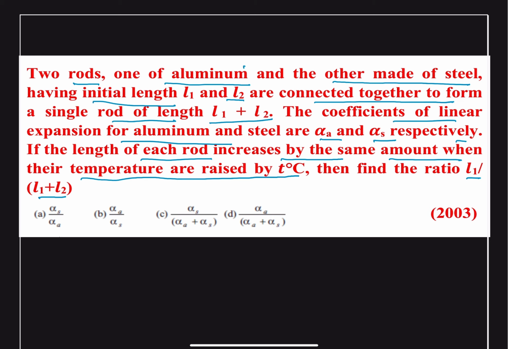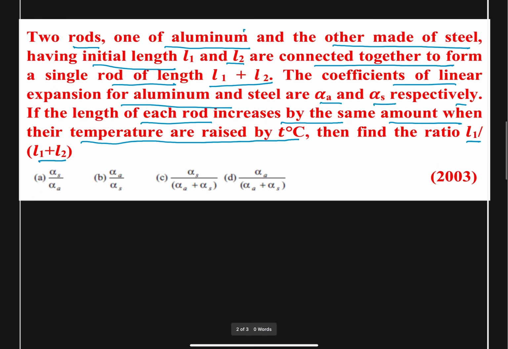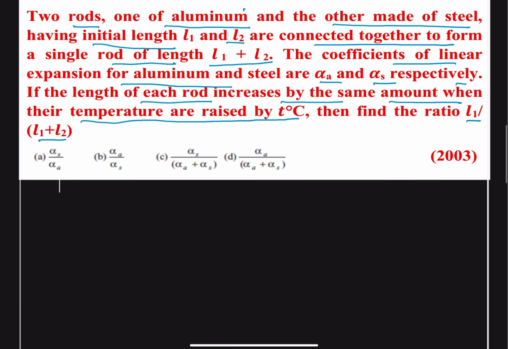In this case, we are going to use the expansion formula, which is that the increase in length is equal to the coefficient of expansion multiplied by the length and multiplied by the temperature. So here we have two rods, one is aluminium and another one is made of steel. So we start from there only, that we have two rods.